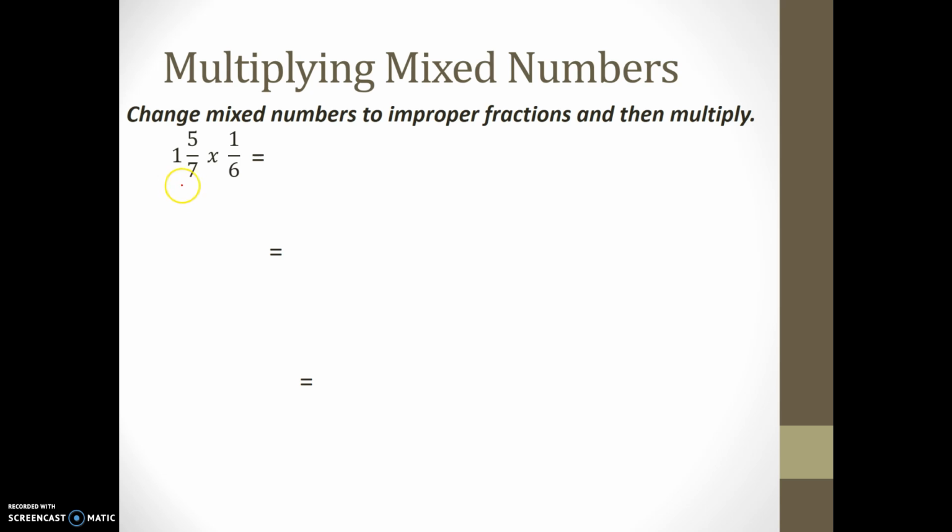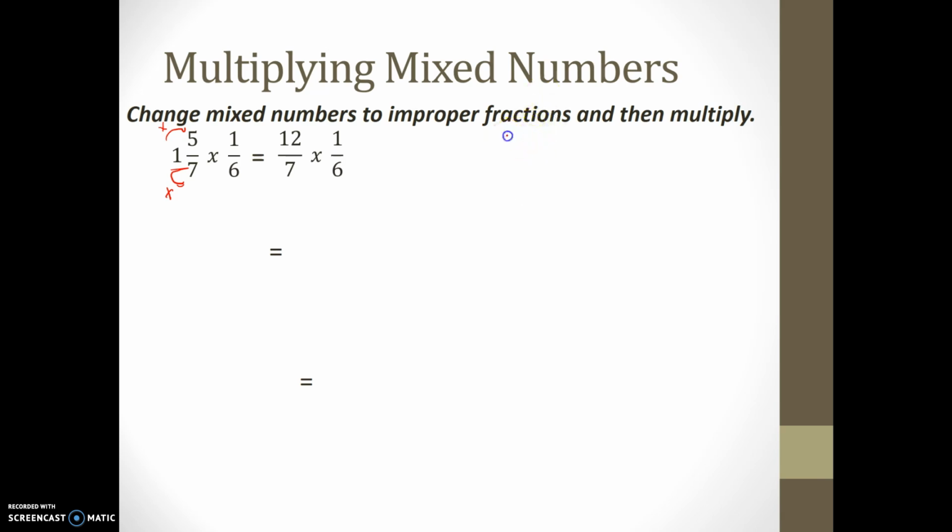So to change 1 and 5/7 to an improper fraction, I'm going to multiply the 7 times 1, and I'll put a little multiplication sign there, which is 7. And then I'm going to add the 5 to it, which is 12. So that becomes 12/7 times 1/6.